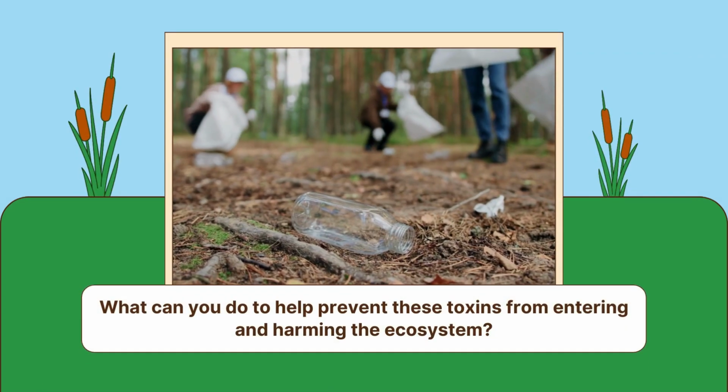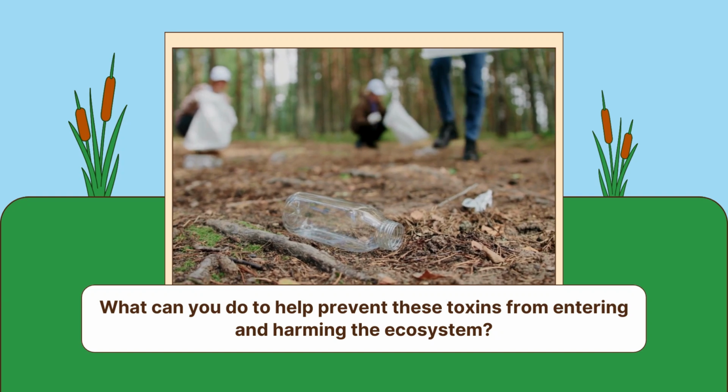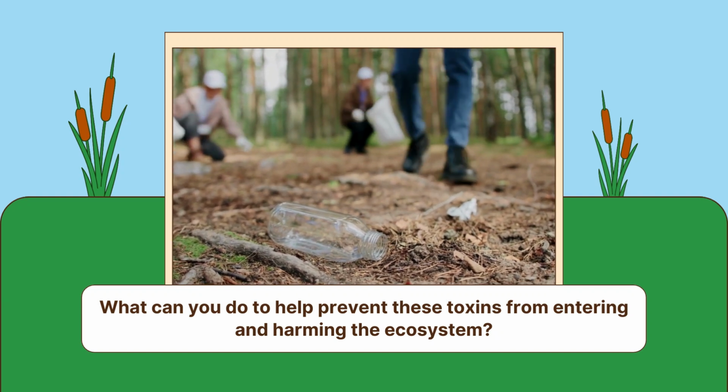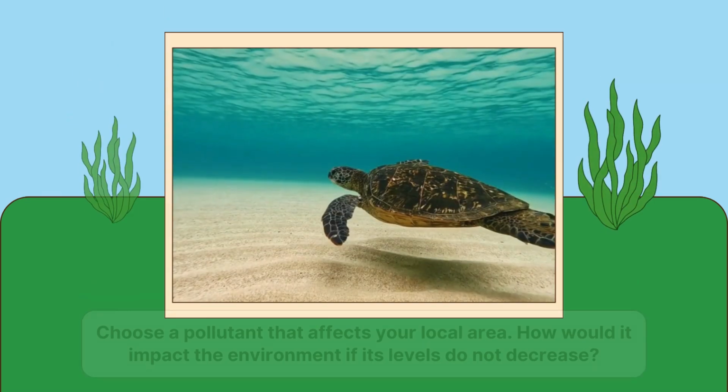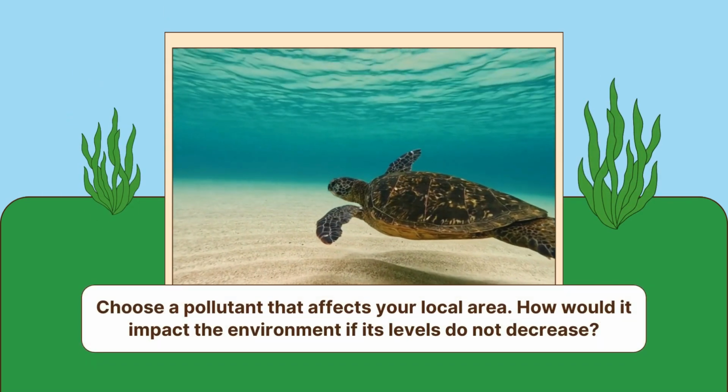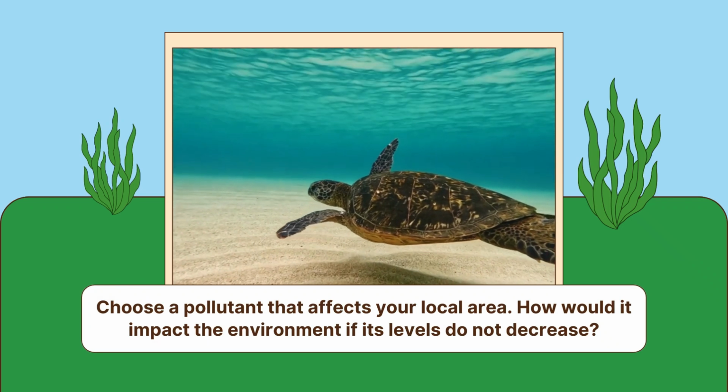Now the question arises, what can you do to help prevent these toxins from entering and harming the ecosystem? Choose a pollutant that affects your local area. How would it impact the environment if its levels do not decrease?